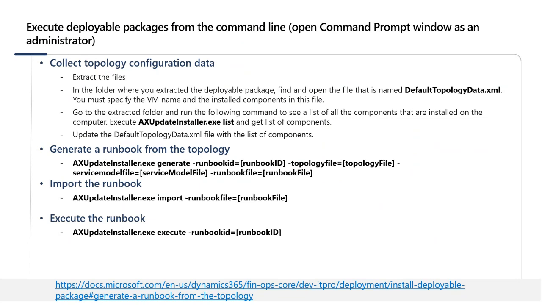to update the default topology data file, then generate a runbook from the same topology, and then import the runbook. Then, in the last step, execute the runbook. This is going to execute all the steps mentioned in the runbook.